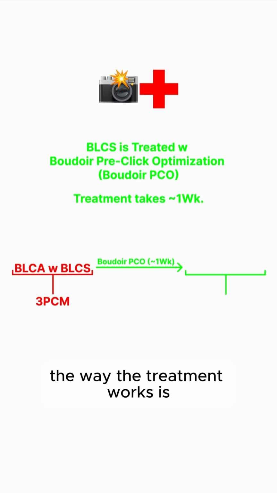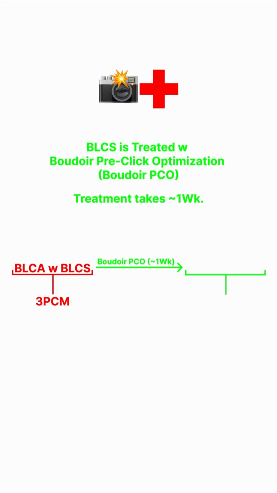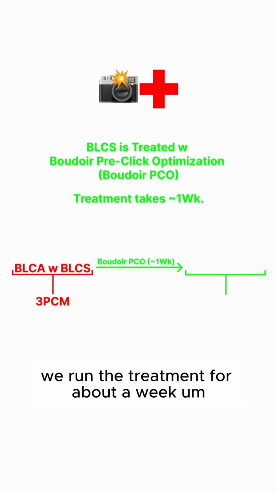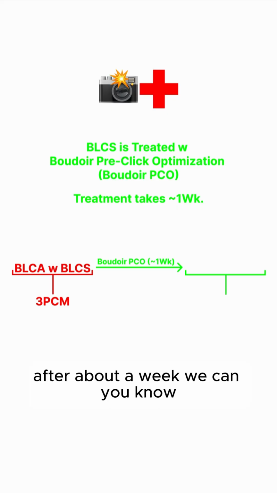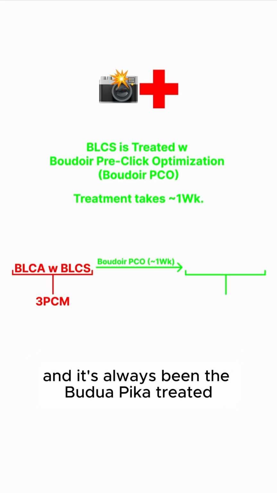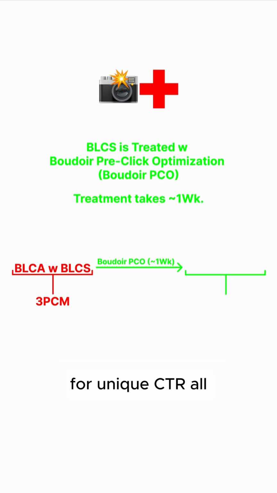The way the treatment works is we duplicate the current Boudoir Facebook ad, and we leave the original. We apply the treatment on the duplicated one. We run the treatment for about a week. And after about a week, we just keep whichever one is running the highest metrics, and it's always been the Boudoir Pico treated ad that ends up with the highest metrics for unique CTR all.